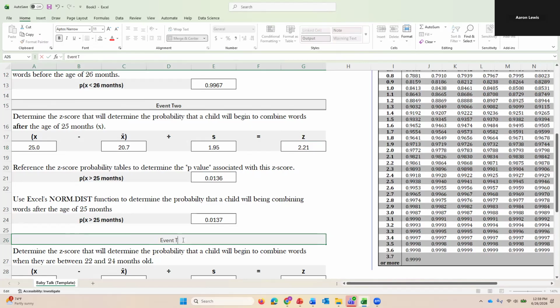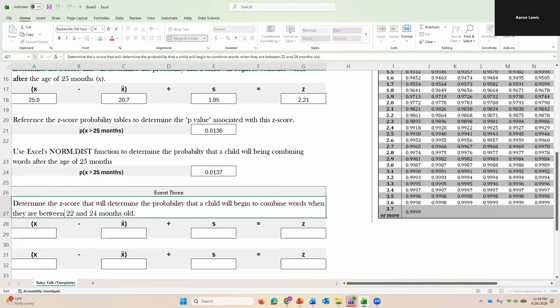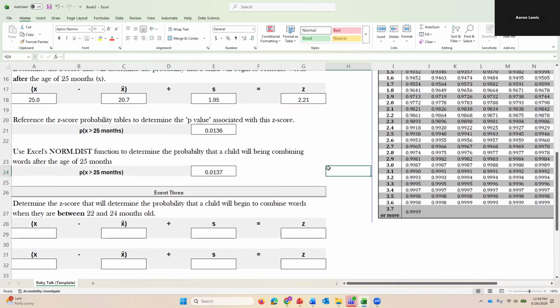Moving on to event number 3 over here. In event number 3, we're looking for a "between," and that's the important term in this case. If you get a question that's asking you to find the probability that something is going to exist within a certain range, what you need to do is find the z-score for each of the bounds of your range, the lower number and the higher number. Find the probabilities associated with those z-scores and find the difference between them.